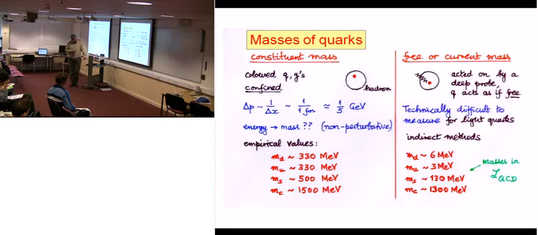But of course it's technically very difficult to do that for light quarks, because they never get outside of this hadron. So we've got to explain that in a bit more detail. But we can determine that mass by indirect methods, and these are the masses that you'd get there. It's these light masses that are very different from the constituent masses. When you get heavier and heavier, these two numbers get more similar. And so these are the masses that will occur in the QCD Lagrangian.